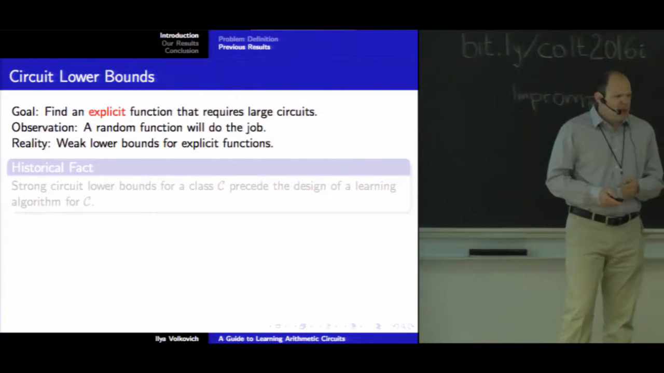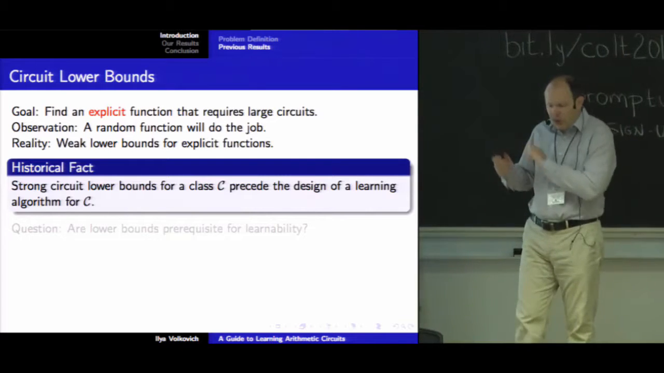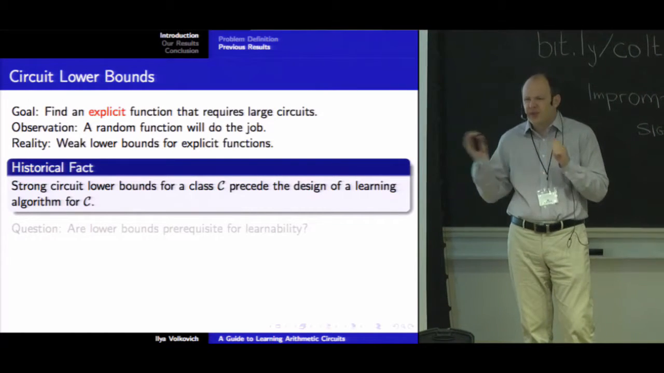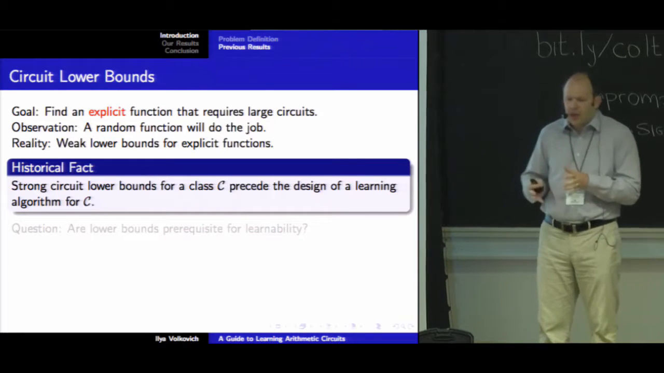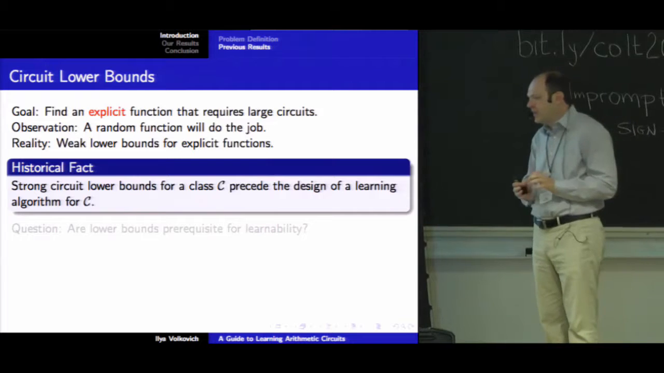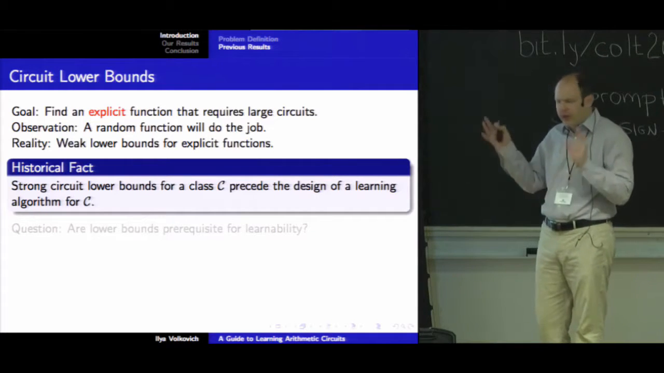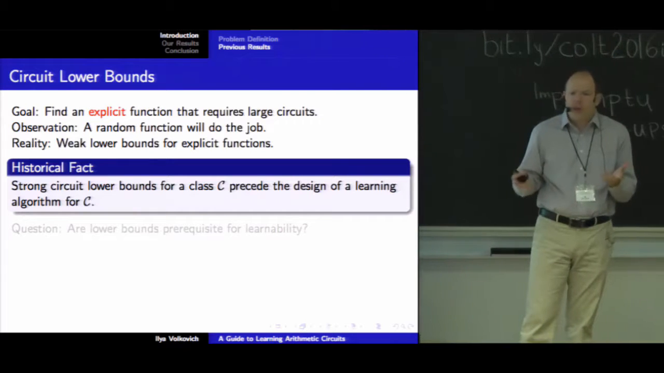Why am I telling you about lower bounds? Because of the following interesting historical facts. If you go back to the previous slide and look at the list of the learning literature, you will notice the following interesting trend. Typically, a learning algorithm is preceded by a lower bound. So what happens is there is a lower bound, and 1, 2, 3, 5 years later, there is a learning algorithm for the same class. Intuitively, why does it happen?